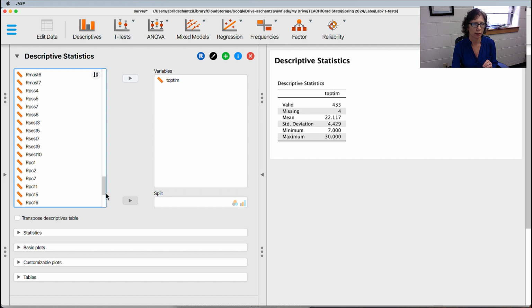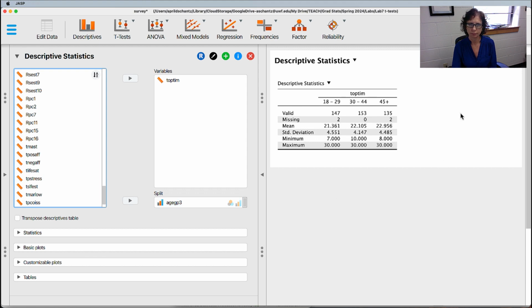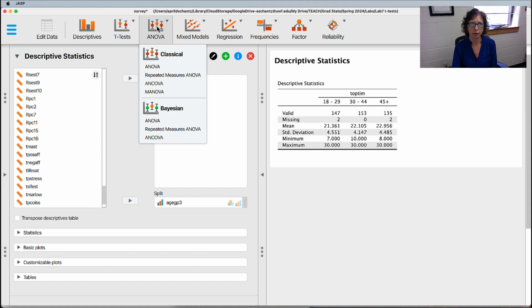And we can also add in our age group 3 to the split field to see the mean and standard deviation for each age group in terms of total optimism. And this is a good place to start gathering information for a little descriptives table. So then we're ready to run our first one-way ANOVA.